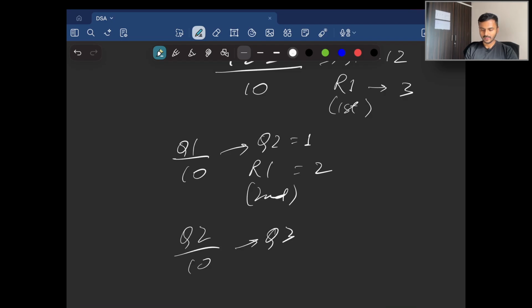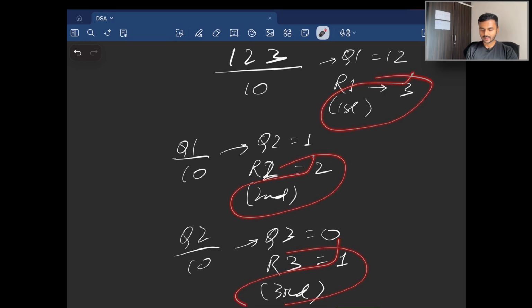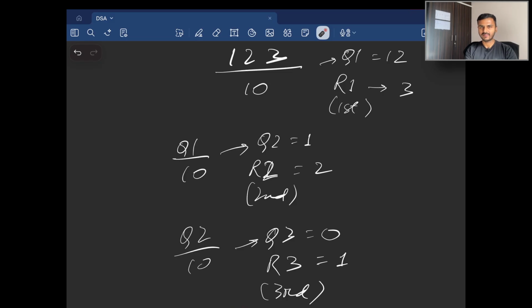Then when we divide Q2 by 10, what are we going to get? Q3, right? Q2 is 1, 1 by 10 is 0, and the remainder that we will have is R3, and this R3 will be 1, and this will be the third digit. And this, by the way, would be R2 and not R3. So this way we can get the first digit, the second digit, and the third digit. And once we add these 3 digits, we will have the sum of digits of the number, right?